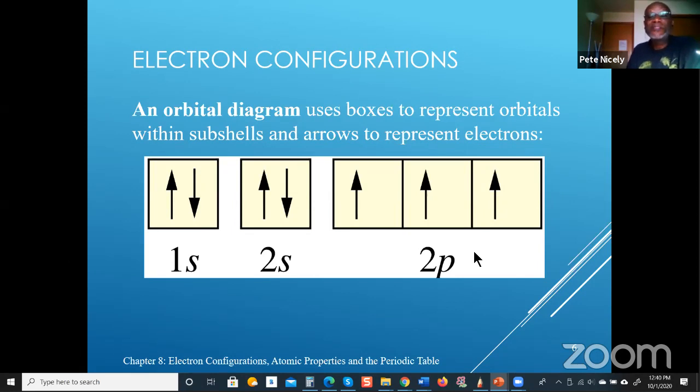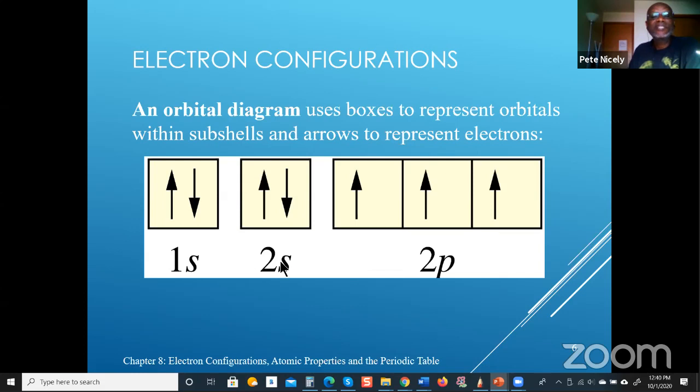So the way you'd interpret this is that in the first energy level, you have the 1s subshell. There are 2 electrons occupying that subshell. In the second energy level, or the second shell, you have 2 subshells. You have the 2s and the 2p.